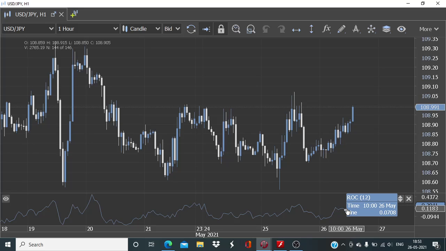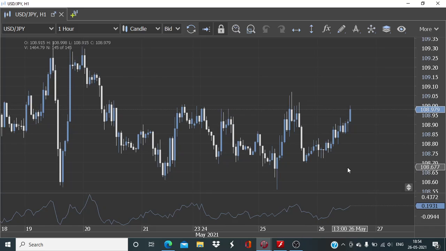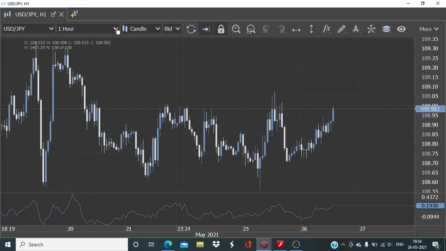And as I had explained to you yesterday also, we are taking the value of 12 for ROC. That simply means we are comparing the last hour's ROC value to the value 12 hours back, and only if we have the price rise in this 12 hour interval, the ROC value will be in positive territory. If it is negative, that means the price has declined in the interval of last 12 hours.